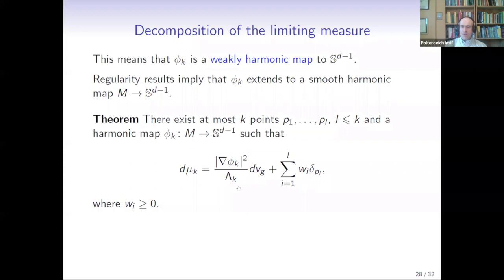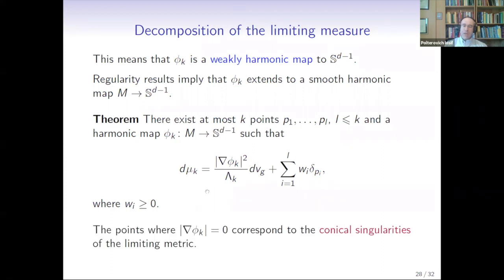So it has a smooth part, which is given by the first term, and a singular part, which is essentially a weighted sum of Dirac delta functions at those bad points pi, which are essentially the bubble points. And also note that the differential of phi k can vanish, and those points where the first term vanishes will correspond precisely to the conical singularities of the limiting measure.